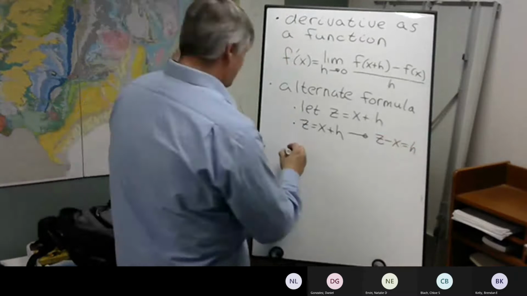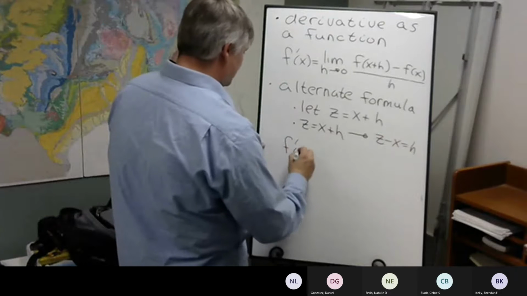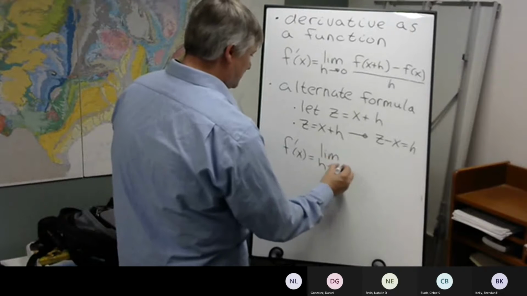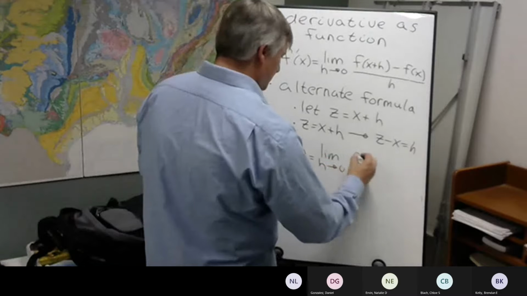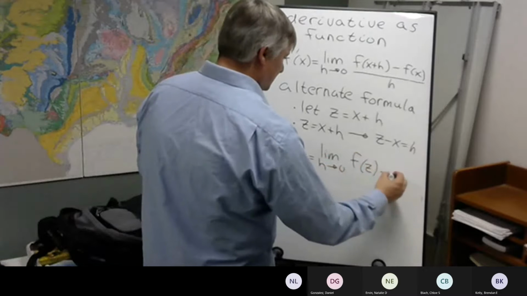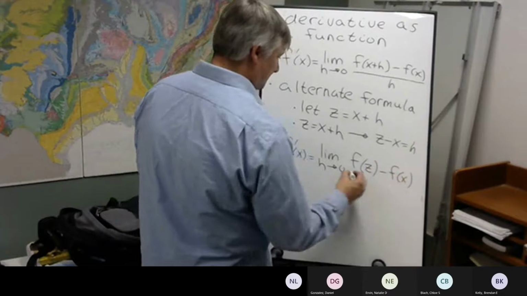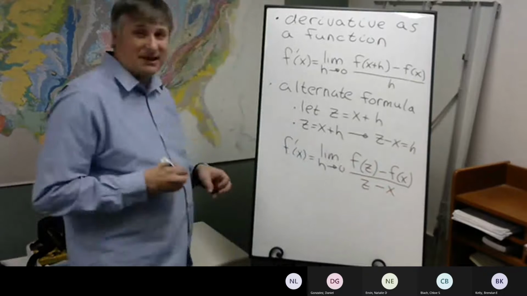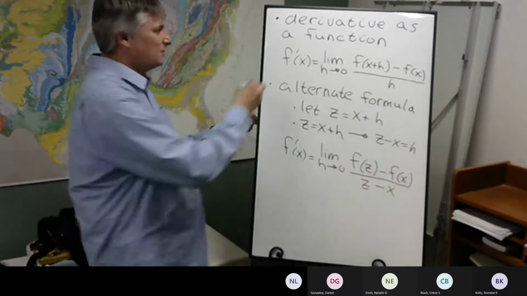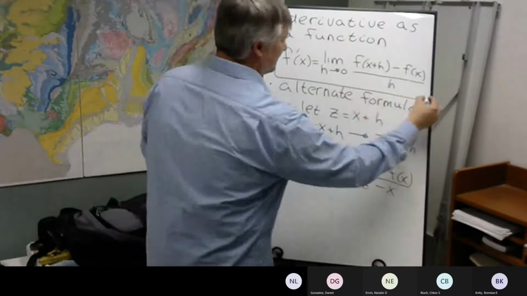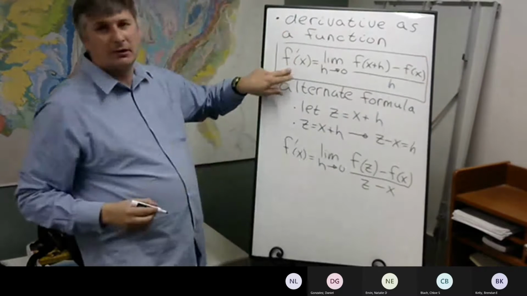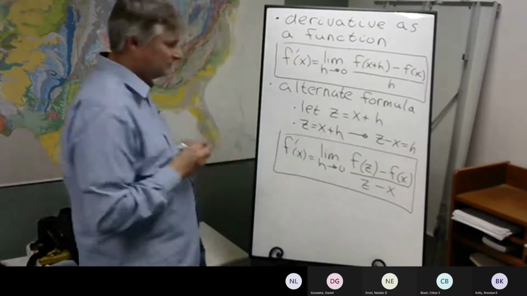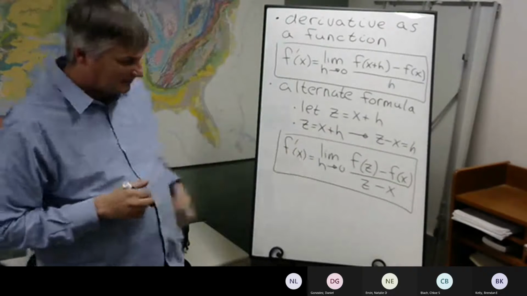So what this means, f prime of x is the limit as h goes to 0 of f of z minus f of x over z minus x. So we're going to be working with these two formulas today, mostly with this one though.